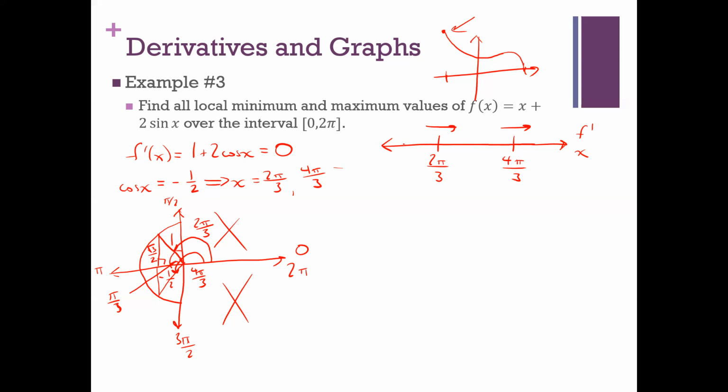Now let's do pi over 2. Between them? Pi is good. Pi over 2. Okay, what is the derivative equal to at pi over 2? What is the cosine of pi over 2? Okay, so I think that derivative has to be positive, right? 1 plus 0. What is 1 plus 2 cosine of pi?